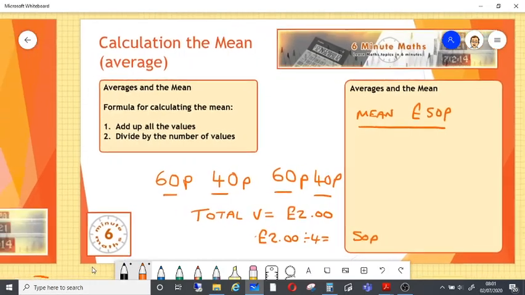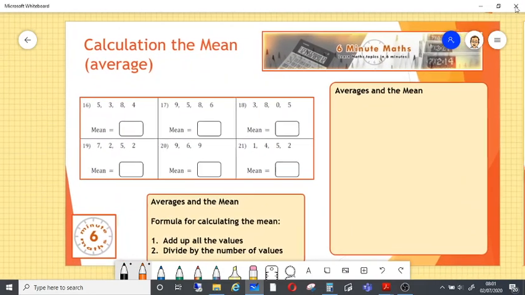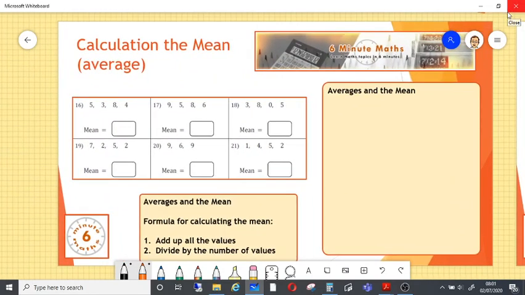So let's have a look at a couple of questions now. I've got some questions here, and let's look at that first one. It says question 16, but don't worry about that. So we've got 5, 3, 8 and 4. Follow the formula. Add the values. 5 and 3 is 8. 8 and 8 is 16. And 4 equals 20. So the total is 20. 20 divided by the number of values, 1, 2, 3, 4. Well, I know that 20 divided by 4, the answer is 5. So the mean value for this set of data is 5.